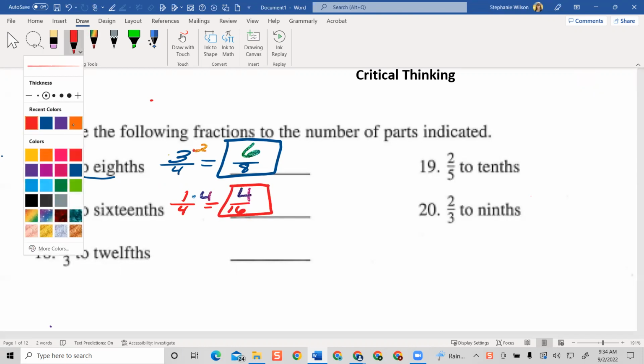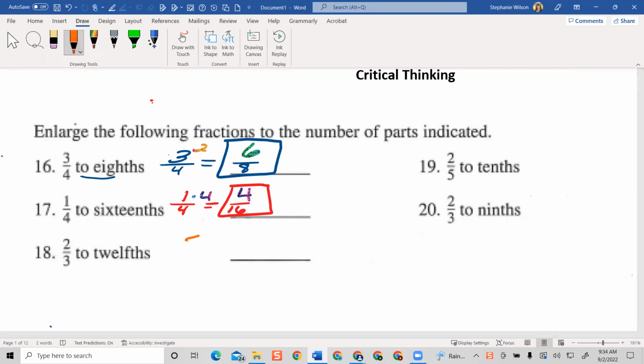Our next one says we're going to take the 2/3 and enlarge it by twelfths. Well, what did I multiply 3 by to get 12? We multiplied it by 4, so we're going to multiply the top. 2 times 4 is 8, and now it's 8/12.